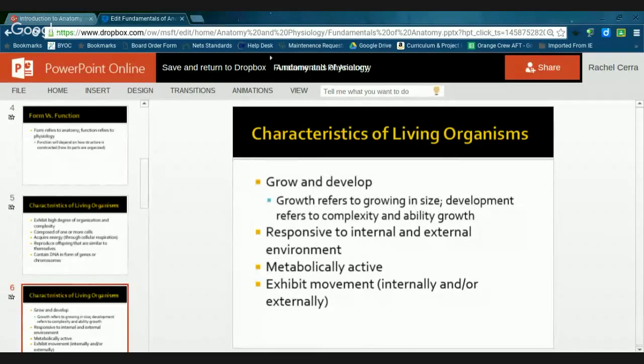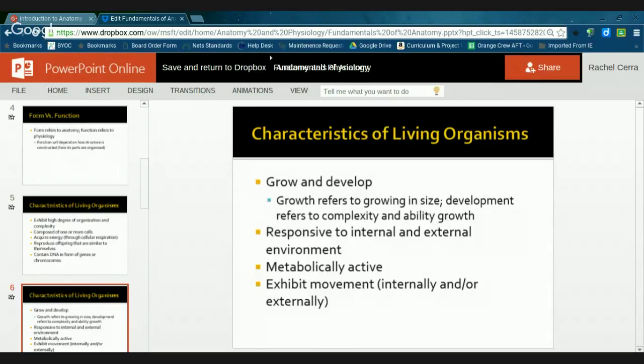You have to be metabolically active. So that kind of goes hand in hand with the cellular respiration part. You're going to go through different chemical reactions to create that energy.